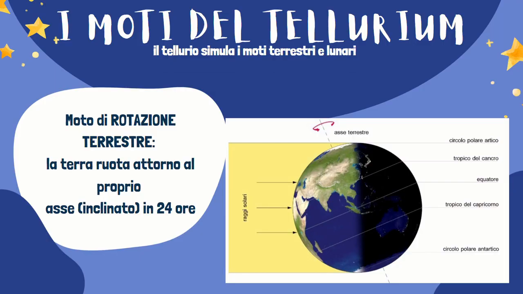From the scientific side, Tellurium represents the two motions of the Earth and the Moon. The first one is about the rotation of the Earth around its axis, inclined about 23 degrees from the ecliptic plane. To complete a rotation, it takes 24 hours. At the same time, it occurs Earth's revolutionary motion around the Sun, which instead takes 1 year. The union of these two motions originates the one of translation.